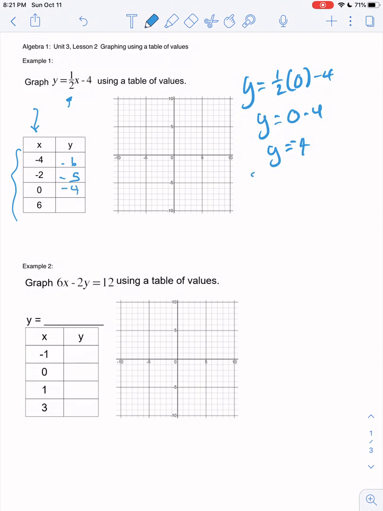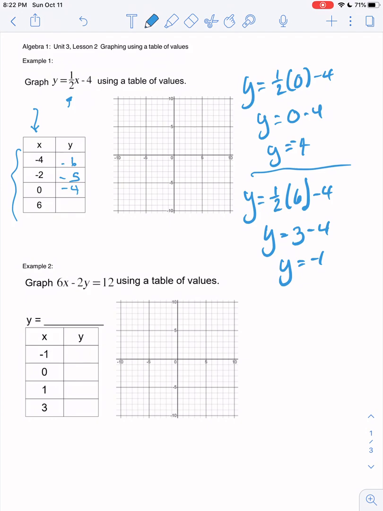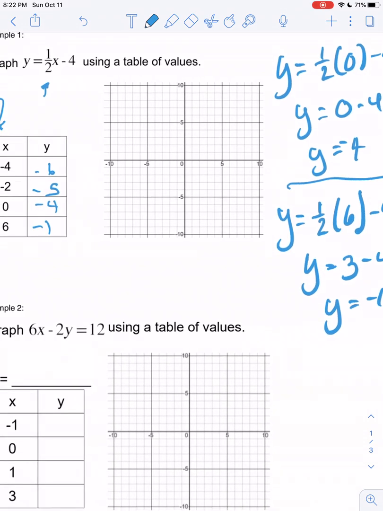And then the last one I chose for this problem is 6. So I'm going to say y equals 1/2 times 6 minus 4. Y equals half of 6 is 3 minus 4. Y equals -1. So now we have 4 points we can graph on the coordinate plane, and on Wednesday you'll be practicing graphing. Hopefully you're familiar with that.